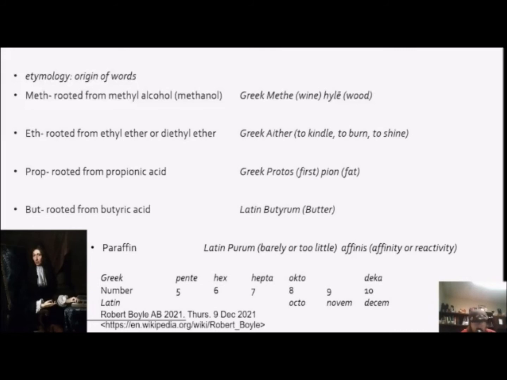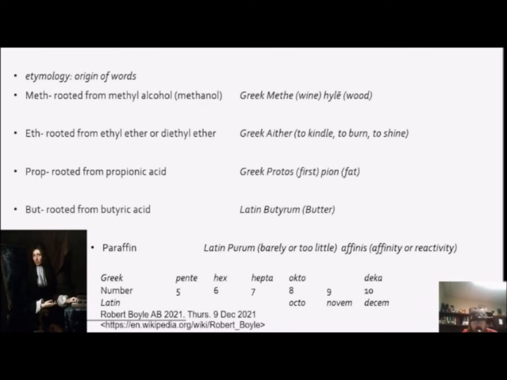So going back, the Greek origin of methyl would be wine and wood. So the wood of wine was our methyl. The meth was a reference to the fact that it came from the distillation of wood.